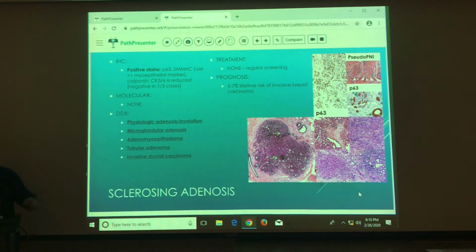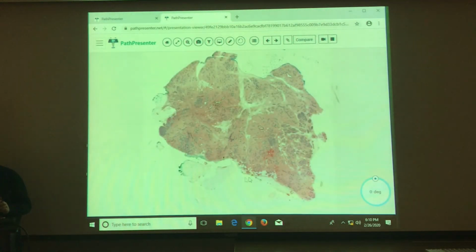Okay, and we see again there's that 5 to 7% lifetime risk, right? So if this was all they had on their lesions, they don't need to do anything else, just regular annual screening if they're over 40, or per recommendations for family history, personal history, etc. Because you guys learned all about that last week.